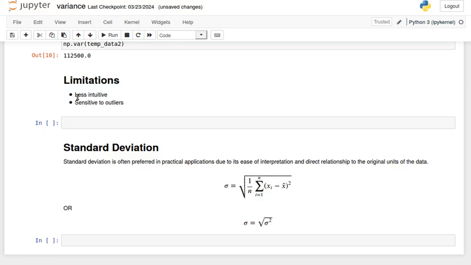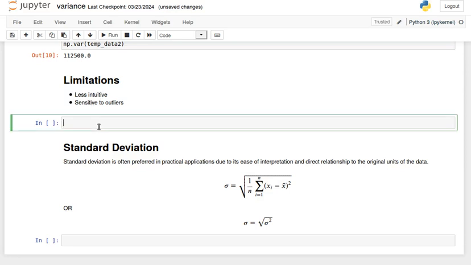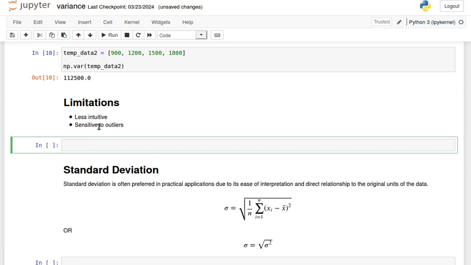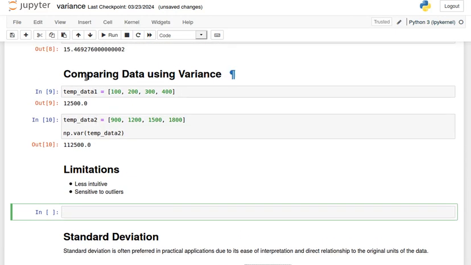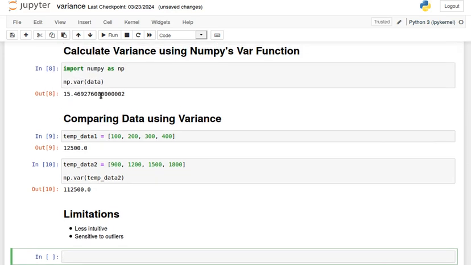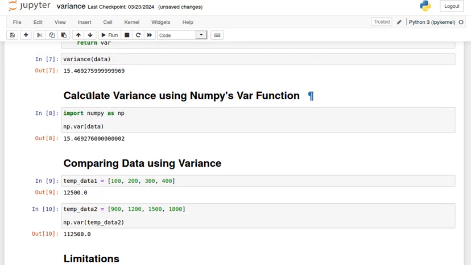There are limitations to variance also. For example, it is less intuitive and it is sensitive to outliers. Less intuitive means that the variance doesn't give the exact value of what 15.46 means with respect to the data. So we don't have any idea about that.